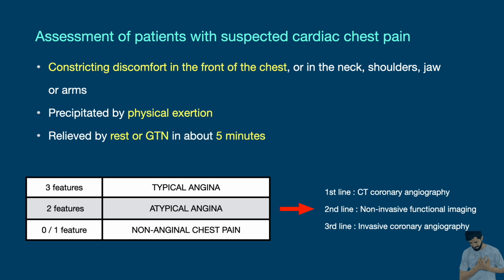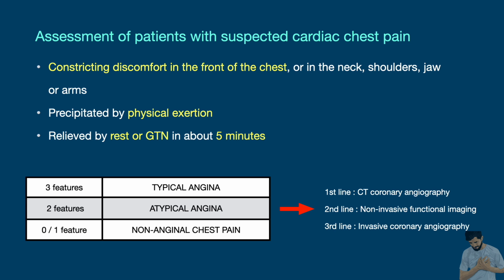Patients with two of the above features have atypical angina, and patients with one or none of the above features have non-anginal chest pain. For patients in whom stable angina cannot be excluded by clinical assessment alone, NICE recommends the following. First line being CT coronary angiography. Second line, non-invasive functional imaging looking for reversible myocardial ischemia, and the third line will be invasive coronary angiography.